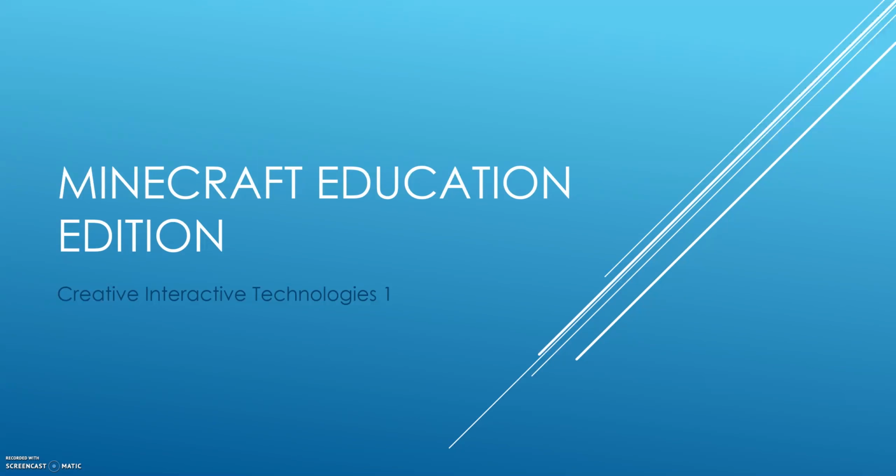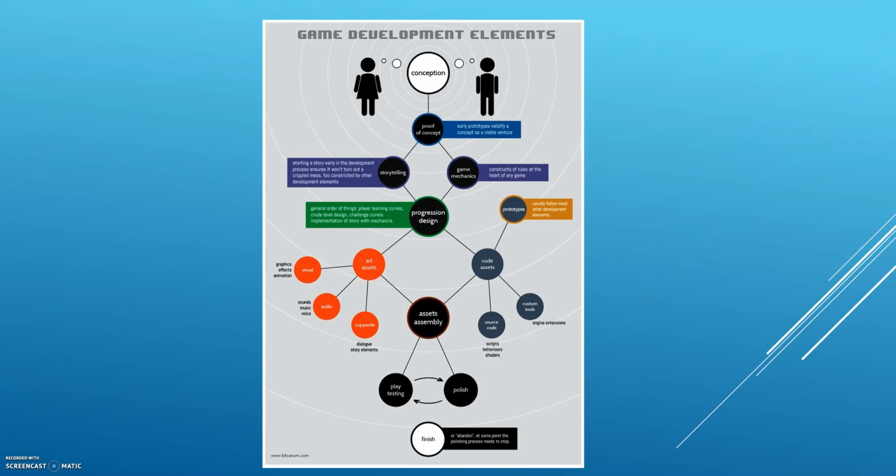Creating a video game is a complex process, and there are a lot of different elements involved. As this diagram shows, you go from the concept to your prototypes, you create a story, your game mechanics, and challenges in the game, and you make sure the flow of the game is correct. You create all your art assets, your 3D assets, 2D assets, and audio, you code, you assemble all your assets, you play test it, you polish it, and then you finish the game. It's a hugely complicated process.